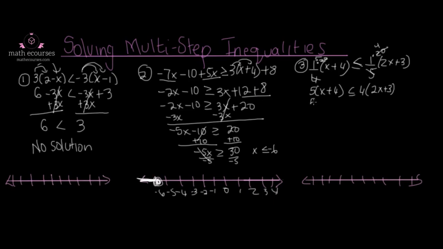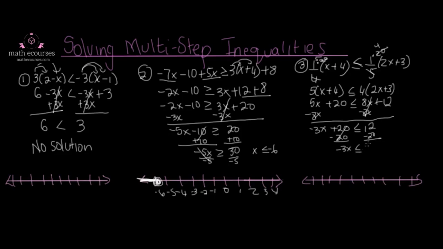Distribute. 5 times x is 5x. 5 times 4 is 20. 4 times 2x is 8x. 4 times 3 is 12. Bring the variable to your left side, so subtract 8x. 5 minus 8 is negative 3x plus 20. That will cancel, less than or equal to 12. Now bring the 20 to this side, so subtract 20, subtract 20. That will cancel. We have negative 3x is less than or equal to 12 minus 20, which is negative 8.